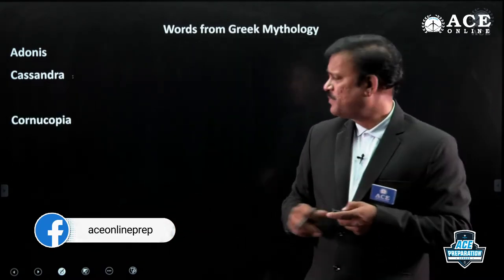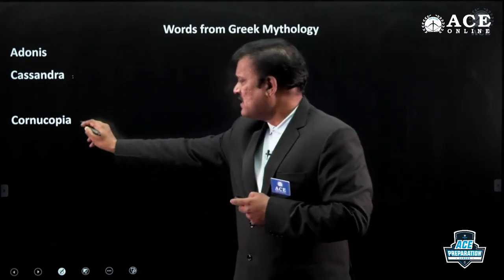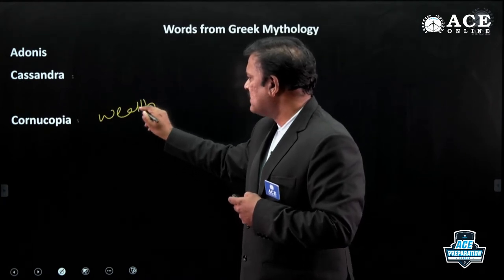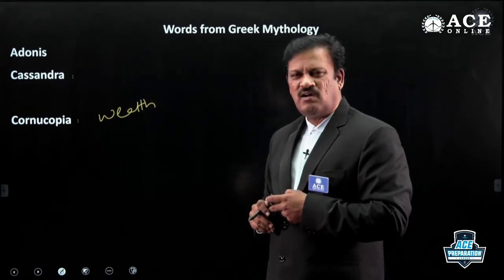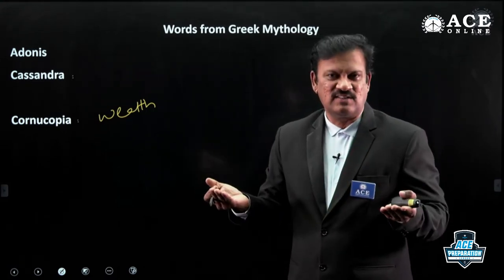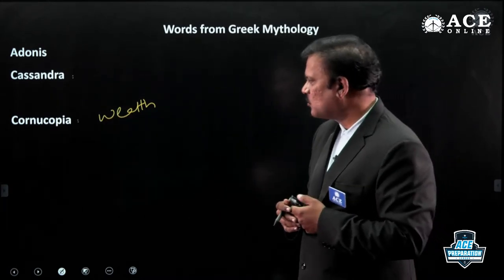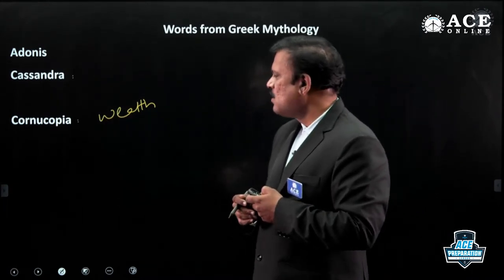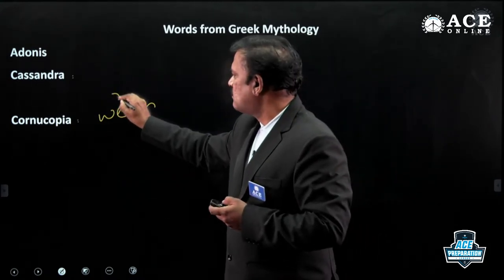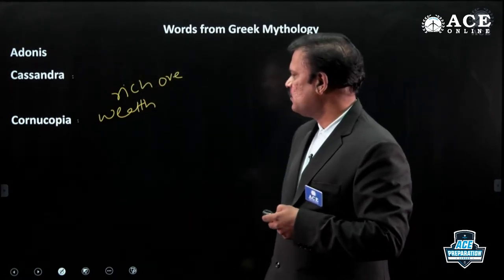Cornucopia. Cornucopia is also referred to in Greek mythology, guys. It means wealth. Okay, maybe better if I use Akshay Patra, right? That is the Indian language translation of cornucopia. Cornucopia of knowledge. It means full, rich. Okay? Rich. That way, use it.